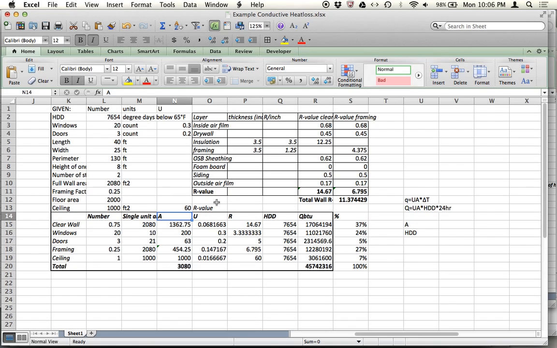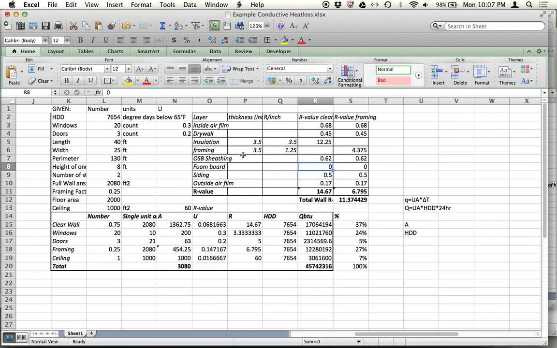To calculate the R values for the things that are not given, or that are given in layers, we have to calculate what are all these layers. And we've been given the inside air film is 0.68 for all of these. The drywall is the same. The OSB sheathing is the same. The foam board is something that we could add. The siding is the same, and the outside air film are the same.